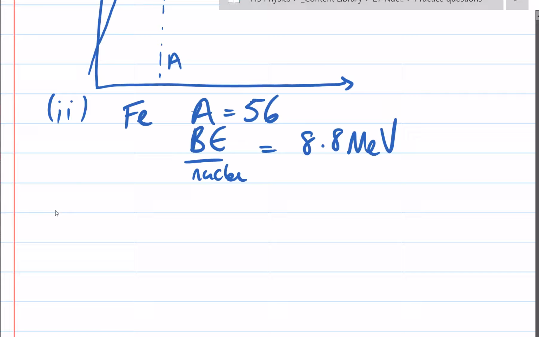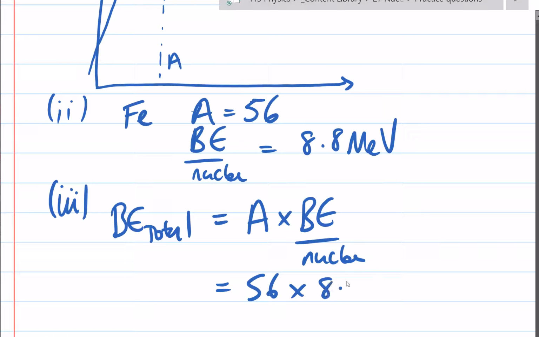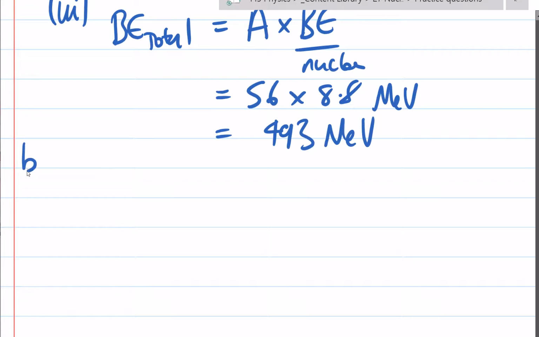Part 3, the total binding energy, so kind of an inverse of the question we were doing earlier, is going to be the A times binding energy per nucleon. So 56 times 8.8, which comes out as 493 MeV. B, talk about fusion reactions.